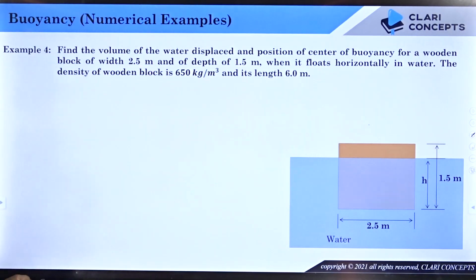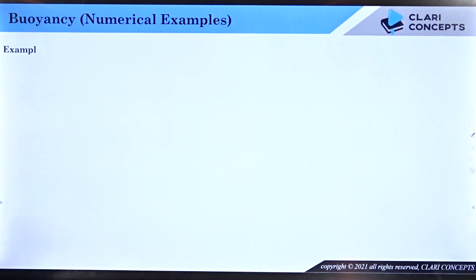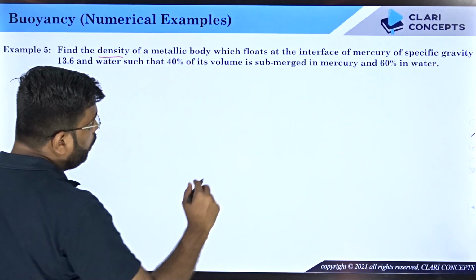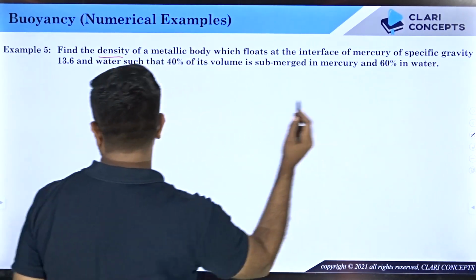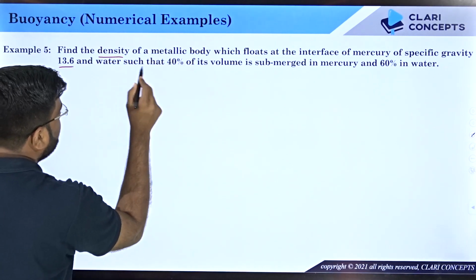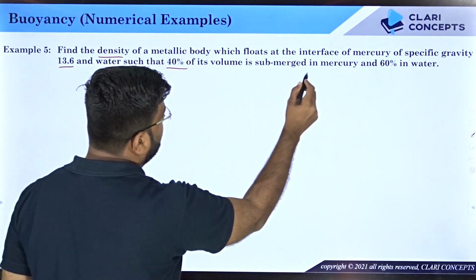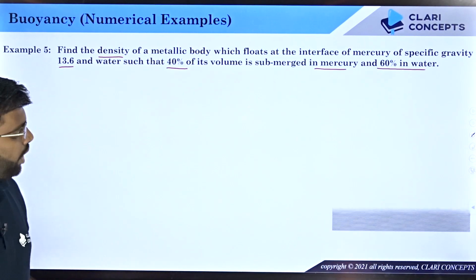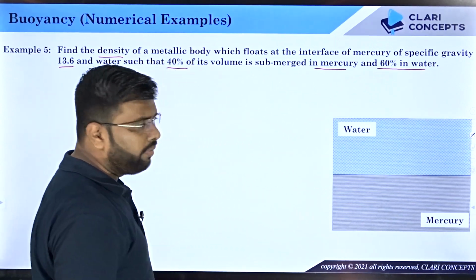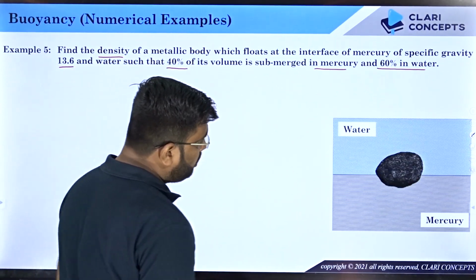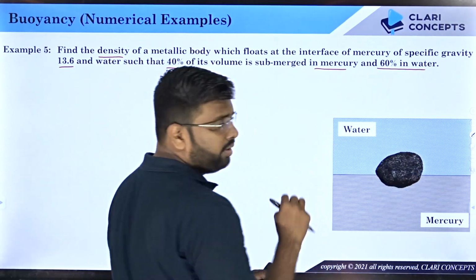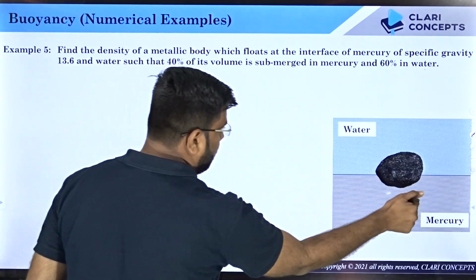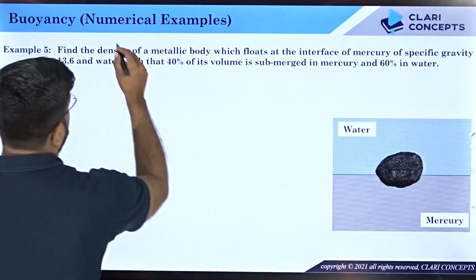Very good. Let us take one more example and understand how to solve another example on buoyancy. Find the density of a metallic body which floats at an interface of mercury of specific gravity 13.6 and water, such that 40% of its volume is submerged in mercury and 60% of its volume in water. Very interesting question. See, you have mercury and then above it you have water, and there is a metallic body which is floating there at the junction, such that 40% of its volume is submerged in mercury, that means over here, and 60% in water. You are supposed to find out the density of the metallic body.